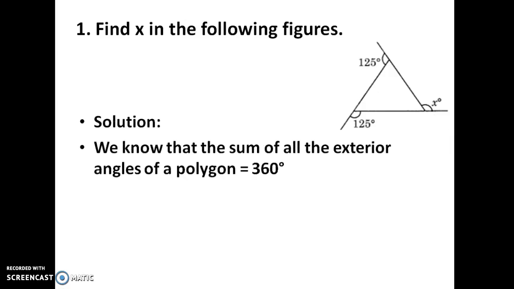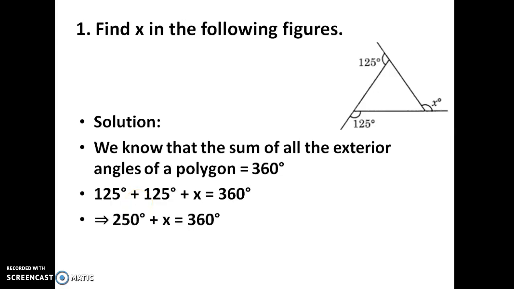Let's see. We know that the sum of all the exterior angles of a polygon is equal to 360 degrees. By the rule we know, right? So by that we can add all 3 angles, that's the sum of the exterior angles. So 125 plus 125 plus x equal to 360 degrees. So when you want x, what we have to do? We have to bring the known angles to the other side of the equal sign.